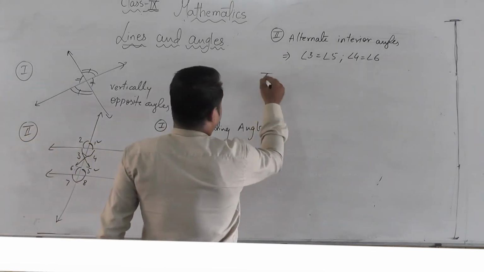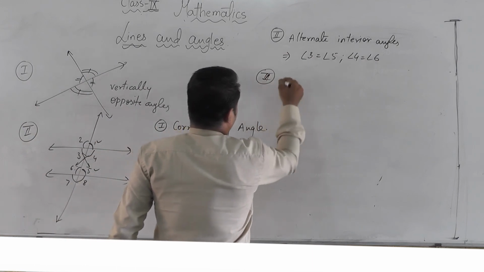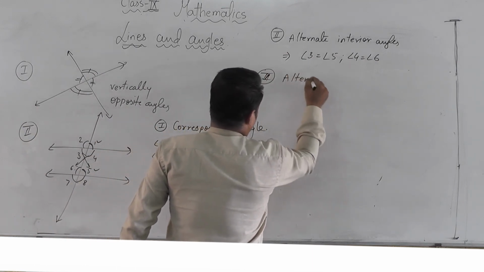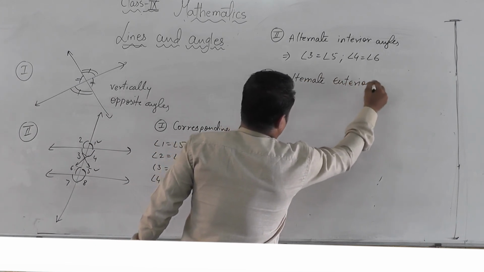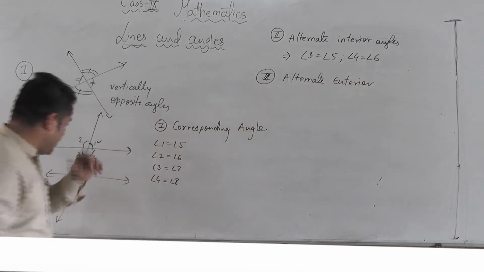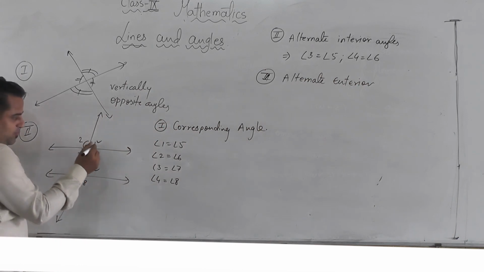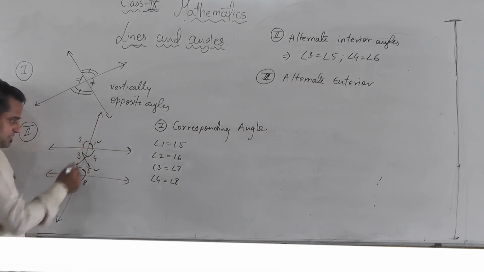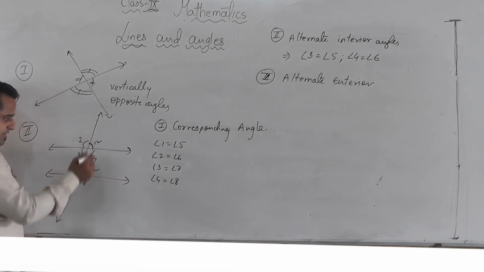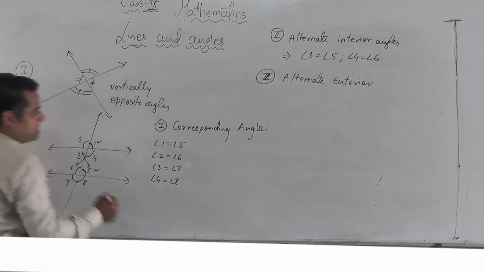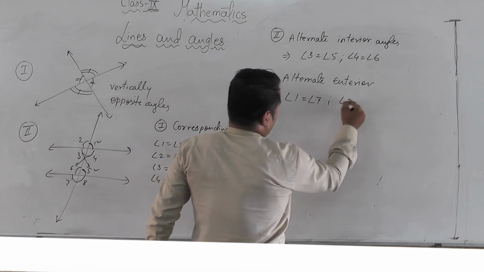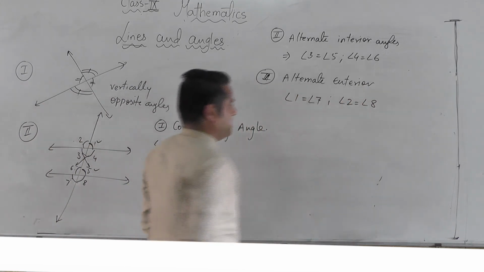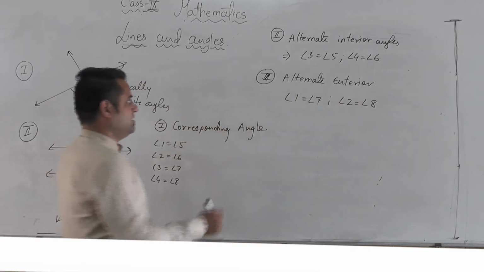Likewise, the next type of angle is alternate exterior. Alternate exterior angles are alternate but outside the lines. Like 1 will leave 2 and go to the next, 1 and 7, 2 and 8. These cross angles are alternate exterior. So 1 and 7 and 2 and 8 are alternate exterior angles.